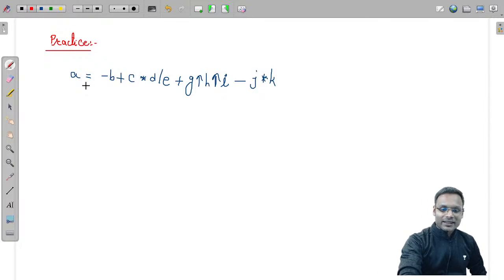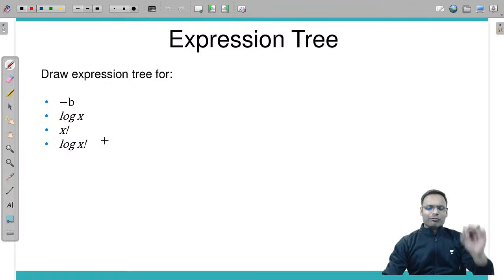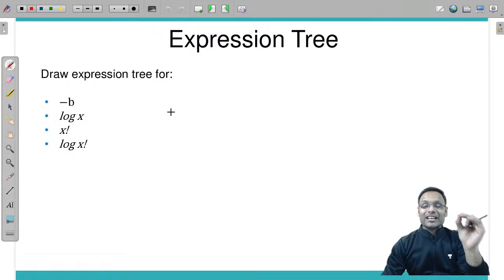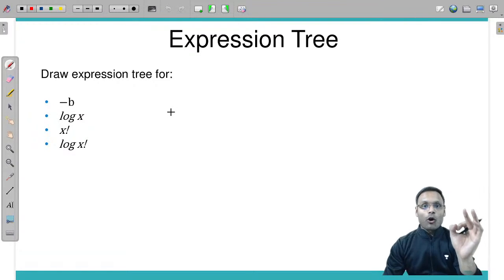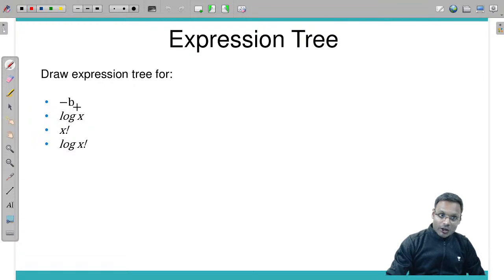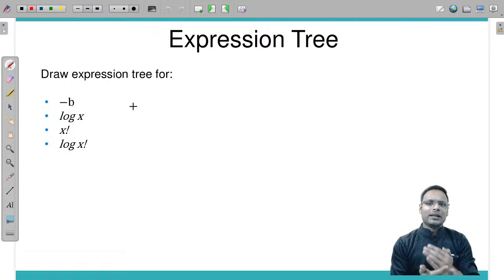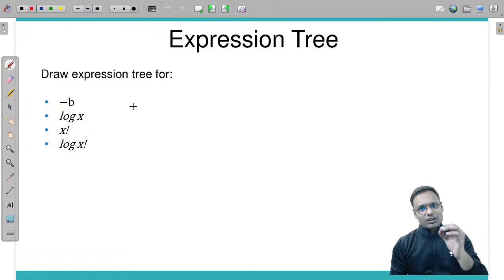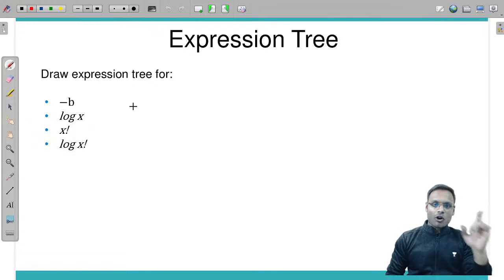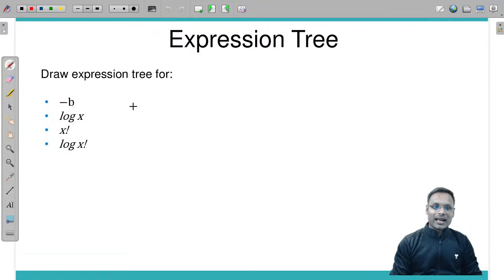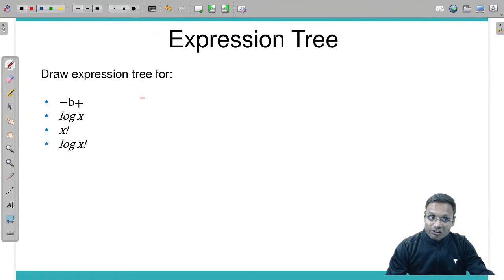ठीक है, आगे बढ़े. Another thing is we have some very peculiar, very special expression trees for the unary operators. One unary operator is minus b. Unary operator means क्या होता है? Sir, unary operator is that operator which requires only one operand, like negative minus b. So if you have negative minus b, how do you draw the tree for this? Minus b, minus is the operator, only one operand is there, which is the right operand, so right operand is b.